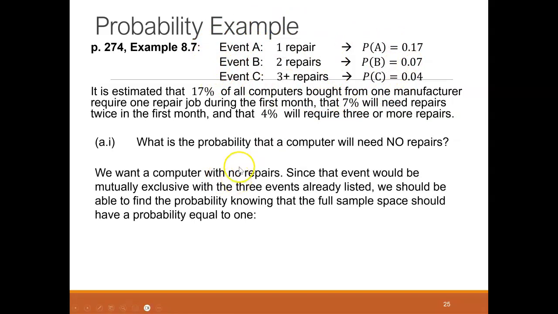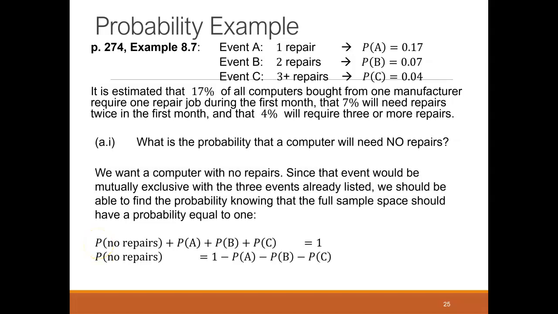So a computer with no repairs, that's mutually exclusive of these 3 events, right? You can't have no repairs if you also have 1 repair, 2 repairs, 3 or more repairs. So what I know is that's going to be the entire sample space, right? No repairs, 1 repair, 2 repairs, 3 or more is all the possibilities. So that should equal 1. So no repairs should be 1 minus those 3 probabilities, or 72%. Is everybody okay there?